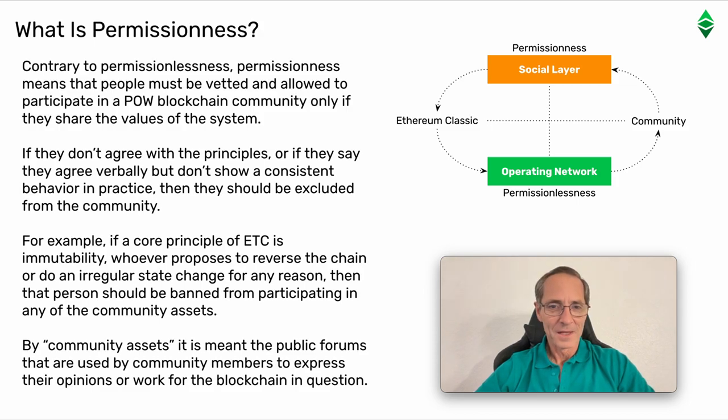What is permissioned? Contrary to permissionlessness, permissioned means that people must be vetted and allowed to participate in a proof-of-work blockchain community only if they share the values of the system. If they don't agree with the principles, or if they say they agree verbally but don't show consistent behavior in practice, then they should be excluded from the community. For example, if a core principle of ETC is immutability, whoever proposes to reverse the chain or do an irregular state change for any reason, then that person should be banned from participating in any of the community assets. By community assets, it is meant the public forums that are used by community members to express their opinions or work for the blockchain in question.